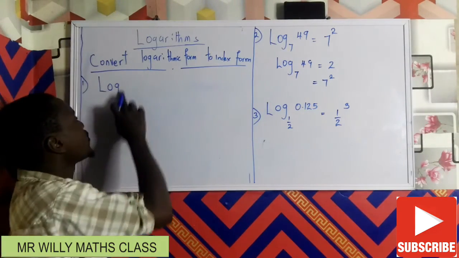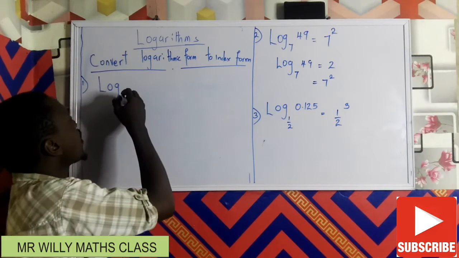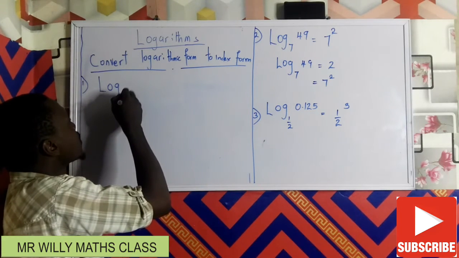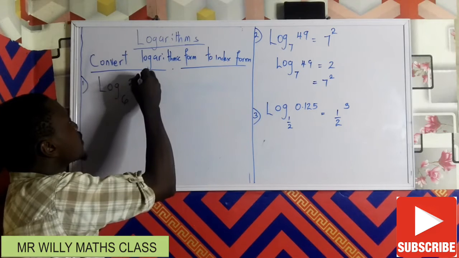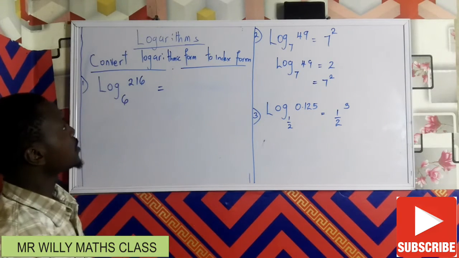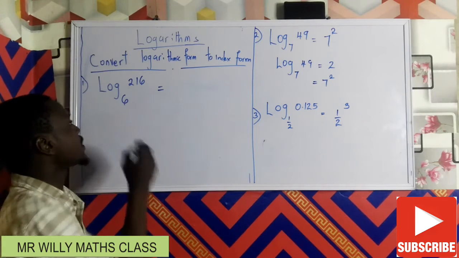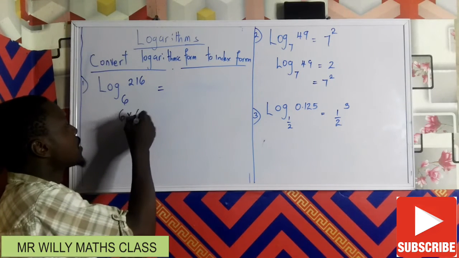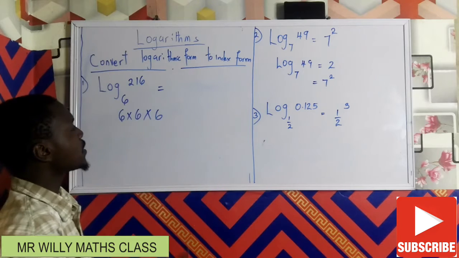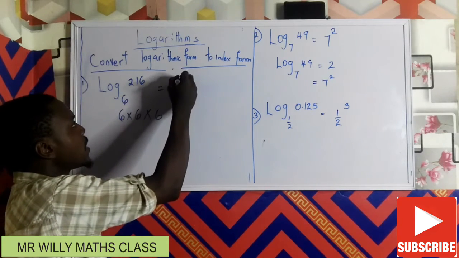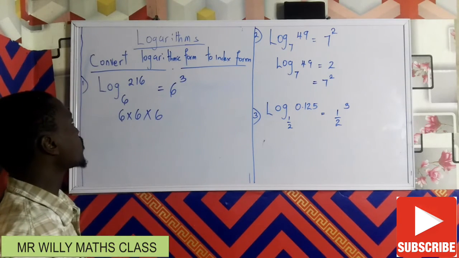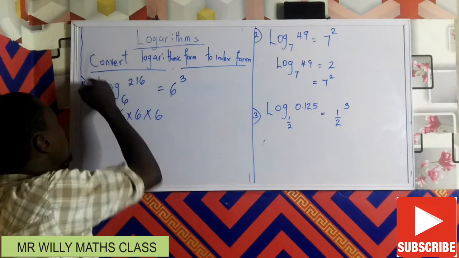Now, what if you have log base 6 of 216? Change it to index form. It simply means, how many times do I have to multiply 6 to get 216? That will be 6 times 6 times 6, which is 216. 6 raised to power 3 will give us 216.